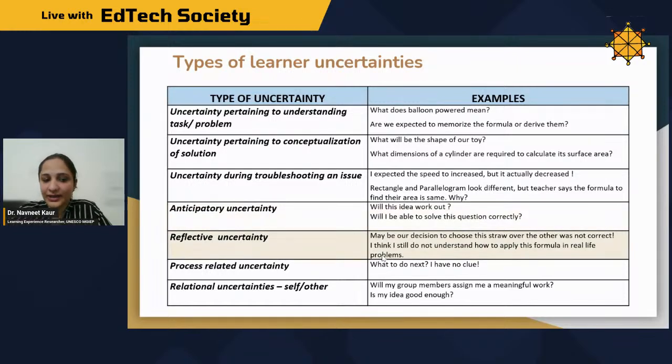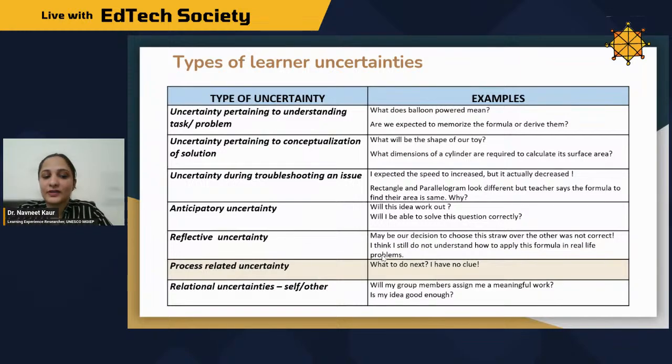Then we have reflective or metacognitive types of uncertainties, where they are reflecting on their processes. I mean, what they had done in the previous task, or maybe previously in the same task. They might think of what strategies had worked for them, and what changes they need to make. So they are reflecting and thinking about their processes of learning when they experience such uncertainties.